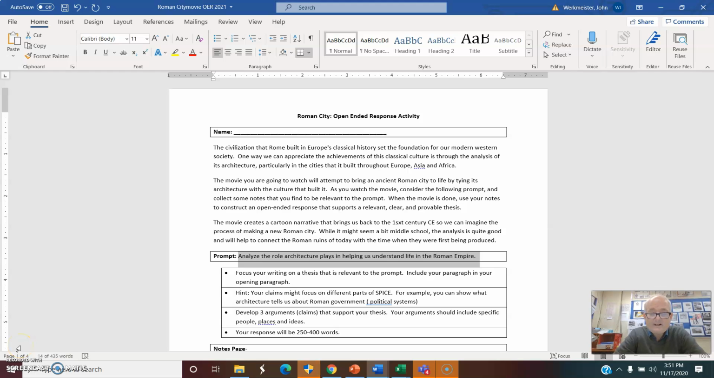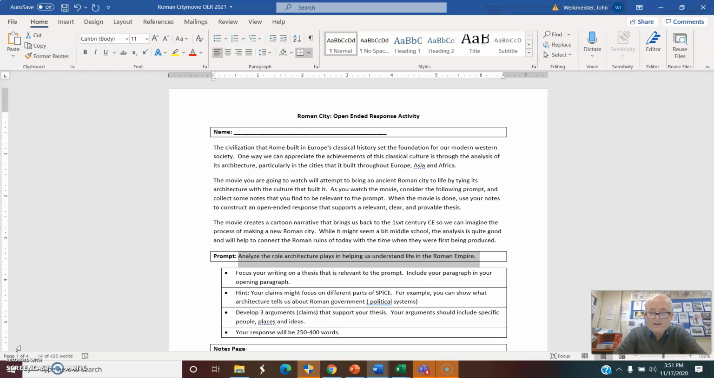Hi, folks. This is the essay we're going to work on, and it's really important that we pay attention to what we're looking at here. The open-ended response or an essay activity. In the beginning part of it, we lay out the fact that Rome's classical history sets the foundation of our modern Western society. One way we could appreciate the achievements of classical culture is through the analysis of its architecture, particularly in cities it built throughout Europe, Asia, and Africa.